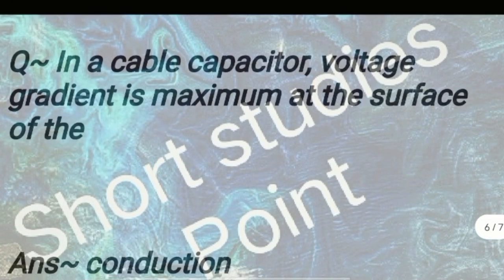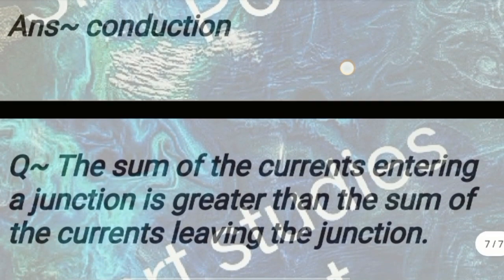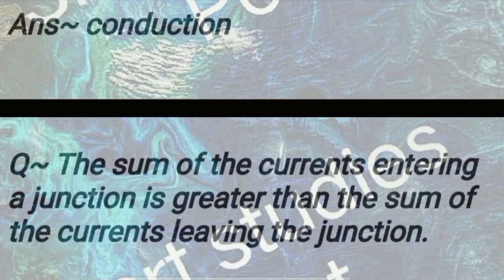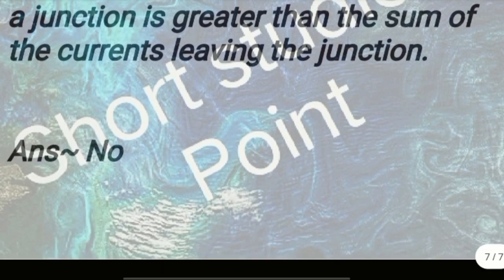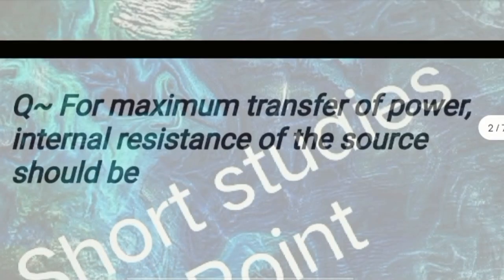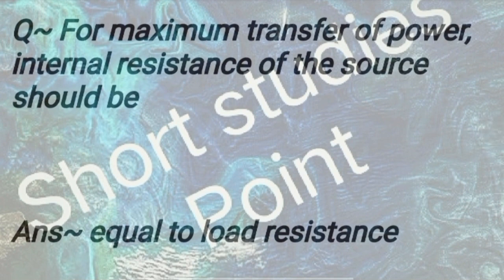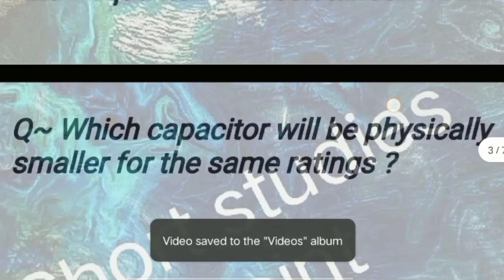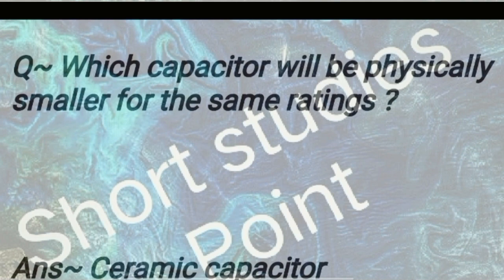Next question: In a cable capacitor, voltage gradient is maximum at the surface of the? Answer: Conductor. Next question: The sum of the currents entering a junction is greater than the sum of the currents leaving the junction. Answer: No, this is false. Question: The electric field inside a hollow metallic charged sphere is? Answer: 0. Next question: For maximum transfer of power, the internal resistance of the source should be equal to the load resistance. Next question: Which capacitor will be physically smaller for the same ratings?